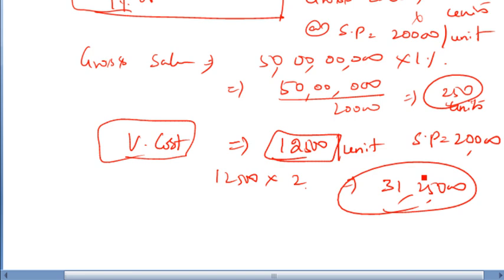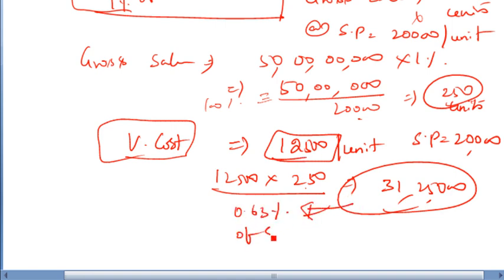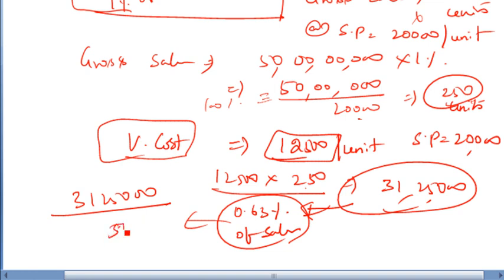Because anyway, 50 lakhs is what's happening with respect to the sales, which is 1%. 50 lakhs is the sale value, which represents 20,000 per unit. So 250 units into 12,500 should give you 31 lakh 25,000, which accounts for 0.63% of sales. How did you get this 0.63%? 31 lakh 25,000, which is the avoidable variable cost, divided by the total turnover of 50 crores, into 100 will give you 0.63%. You got it?